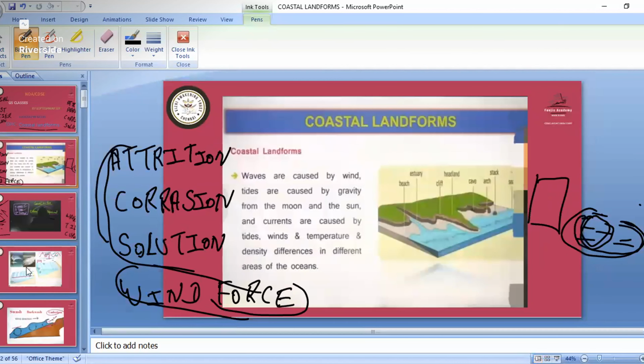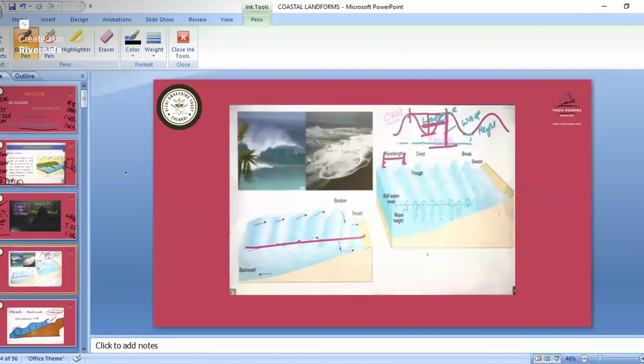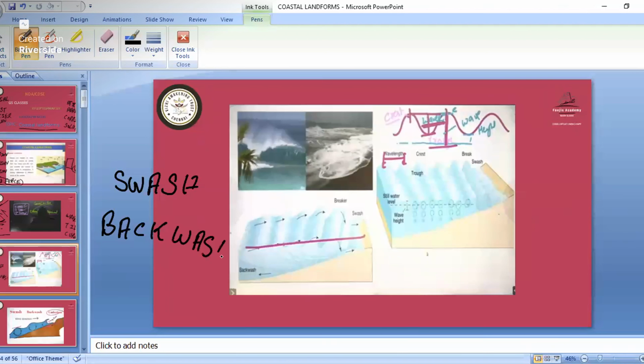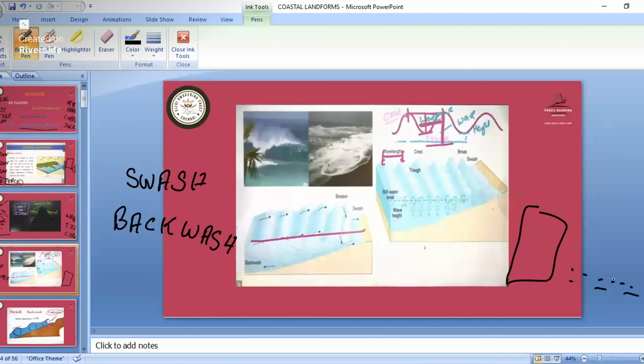See here. Now in this, you must also know what is known as swash and backwash. See here, what is happening? Now this is a land part. Okay, this is a land part. Now this is the ocean part. So what is happening? When the prevailing wind is blowing, due to friction there is an upliftment of water, and they are forming the waves. Now what is happening?